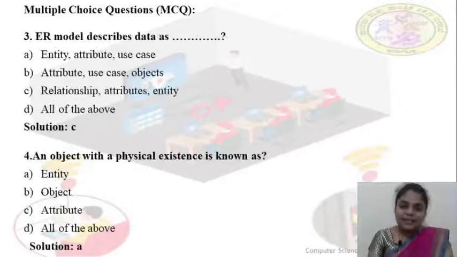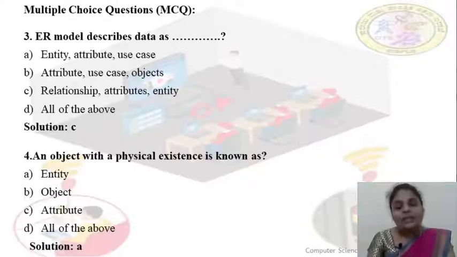Next, an ER model describes a database. See, while representing an entity relationship model, what are we mainly focusing on? What will be pictorially represented? What are we technically terming them as? Given options are entity, attribute, use case.